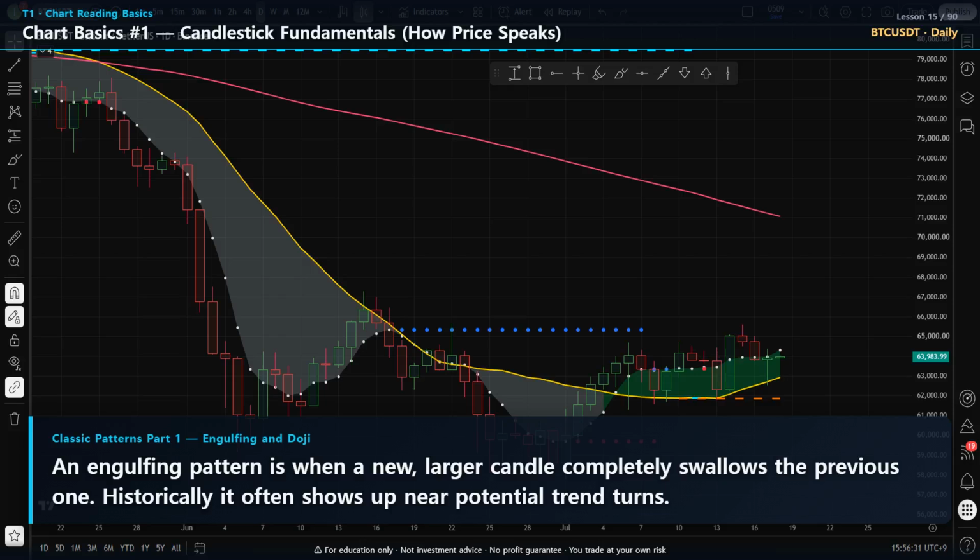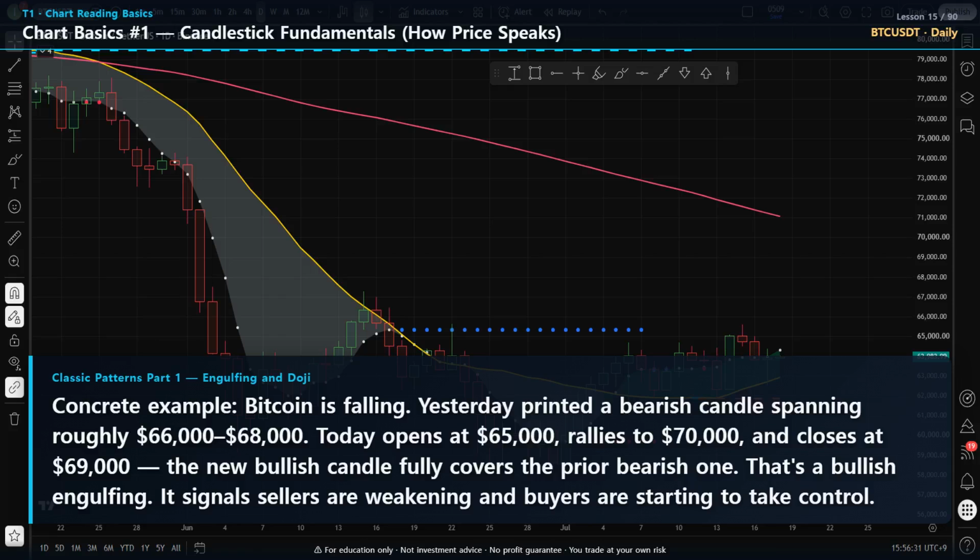An engulfing pattern is when a new, larger candle completely swallows the previous one. Historically, it often shows up near potential trend turns. Concrete example: Bitcoin is falling. Yesterday printed a bearish candle, roughly 66,000 to 68,000. Today opens at 65,000, rallies to 70,000, and closes at 69,000. The new bullish candle fully covers the prior bearish one. That's a bullish engulfing. It signals sellers are weakening and buyers are starting to take control.